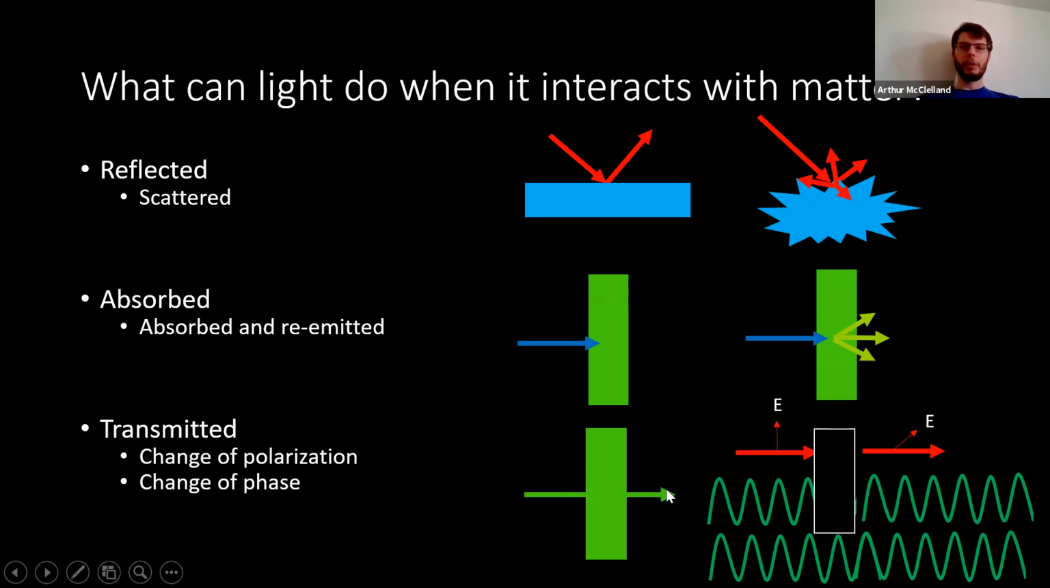We can have light just be transmitted, and we can go from lots of photons to a few photons on the other side if we wanted to measure how much light is transmitted. Or the light could change the polarization as it went through the sample. We talked a little bit about birefringence the other week. And it could also change the phase, which will change the interference patterns on the other side.